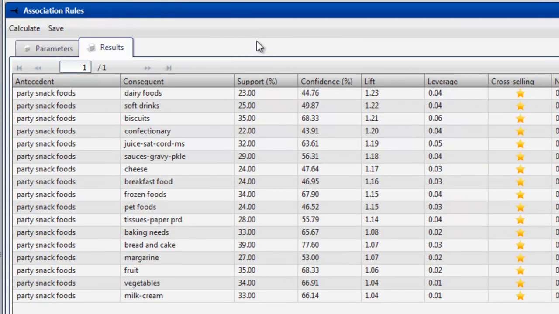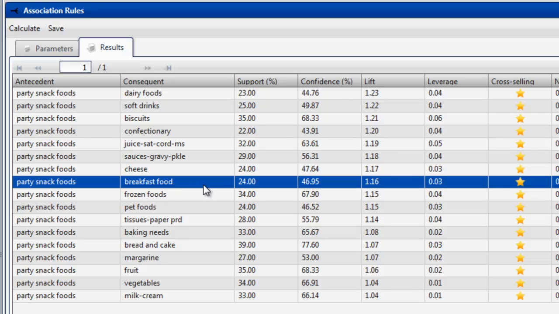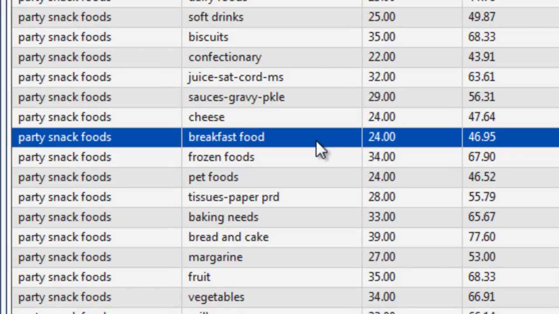And here we see some very interesting rules. So there's some obvious ones. If people buy party snack foods, they're also buying soft drinks, confectionery, juices. But look here, it's saying that if people buy party snack foods, they're also buying breakfast foods.